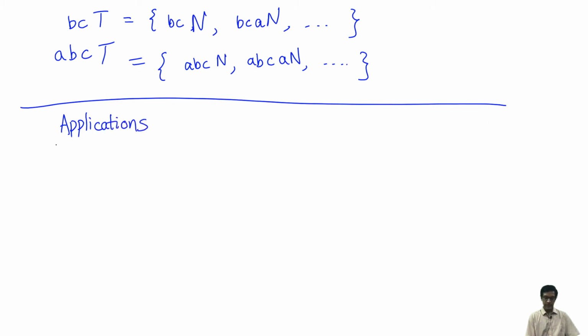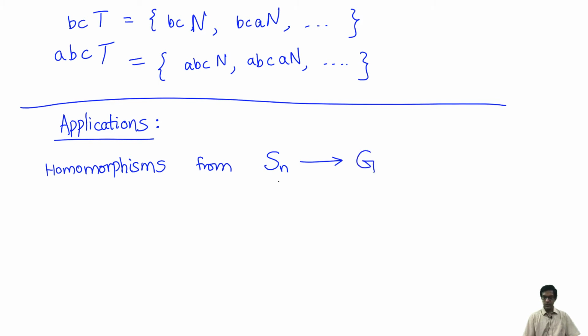So here are some applications. If you can realize a group by way of generators and relations, what it gives you is a way of constructing homomorphisms. That's the key use of having generators and relations. If I want to construct homomorphisms from my group Sn, which I now understand in terms of generators and relations, I can construct homomorphisms from Sn to any other group G. How do I construct them?